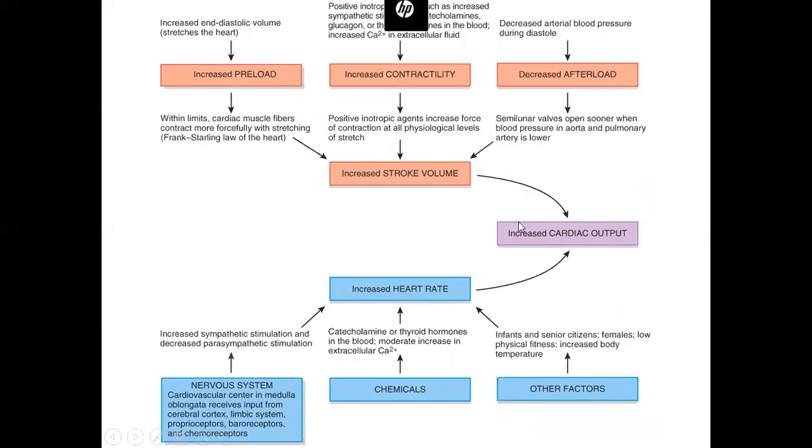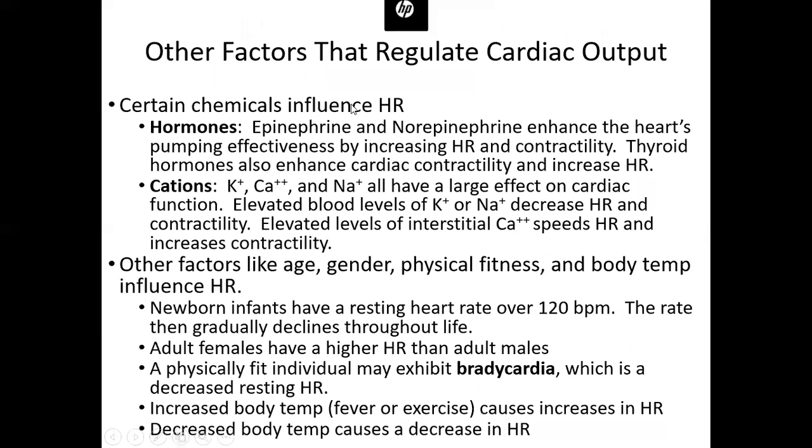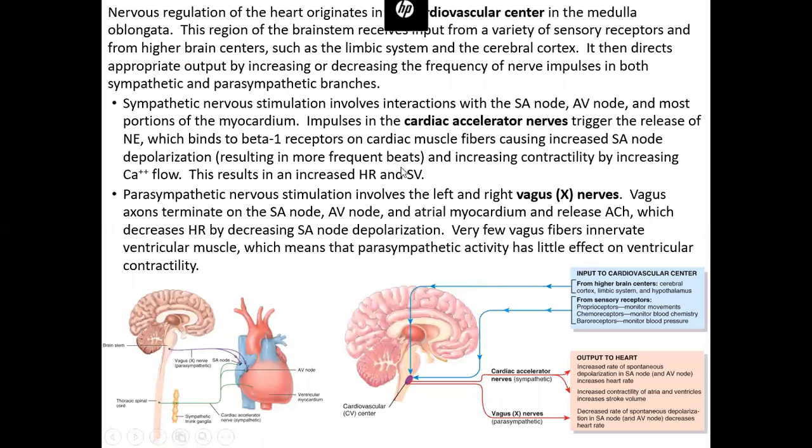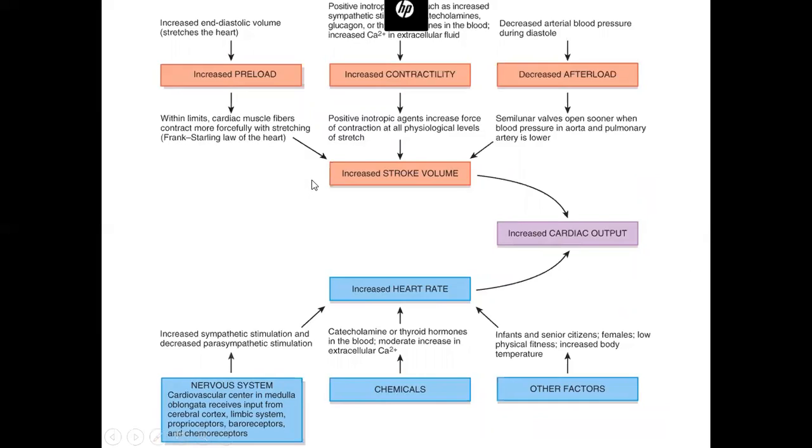If we flipped it and we wanted to decrease cardiac output, we would have to change things out. For decreasing stroke volume, we can decrease preload, we can decrease contractility, we can increase afterload. For heart rate, we can talk about all these different things that decrease heart rate, how the parasympathetic decreases heart rate, etc. But this figure is showing you increased cardiac output, so we will not worry about that.